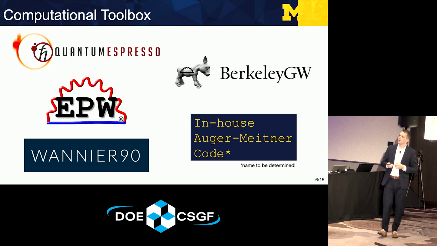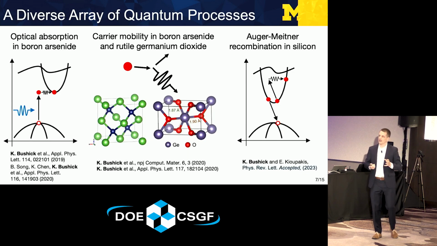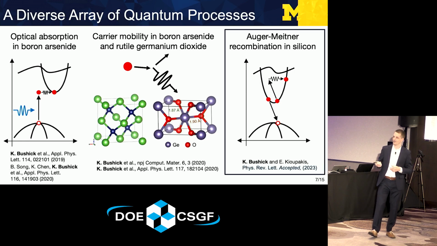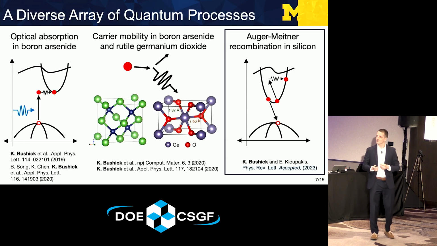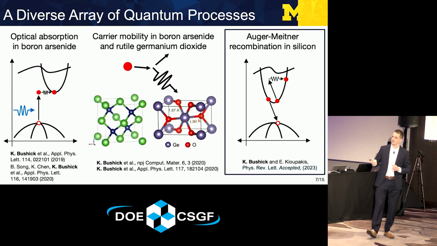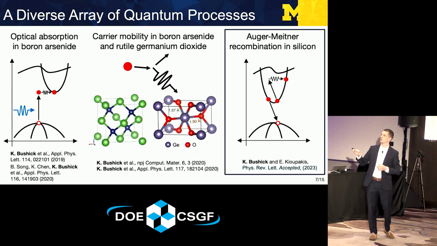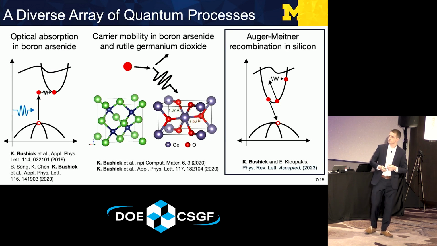So throughout my PhD, I've had the opportunity to look at and study a number of different quantum processes. When I was writing the abstract for this talk, I was going to talk about all three of these. As I started practicing the talk, I realized I'll just talk about one, given the time constraints. And so if you have any questions about these other ones, I'm happy to chat afterwards. But for now, I'm going to actually focus just on my most recent work, which is on Auger-Meitner recombination in silicon.